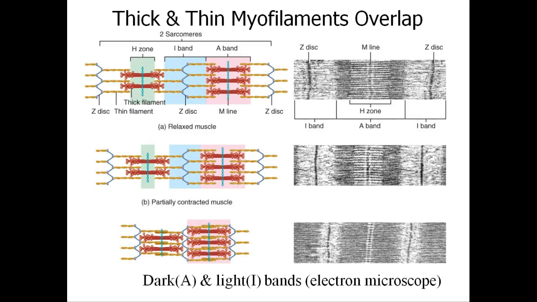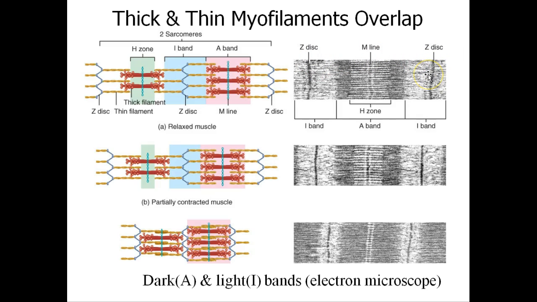Here we've got thick and thin myofilaments, and they're going to overlap. It's important to realize that we've got the M line here, and we've got these Z discs that denote effectively one sarcomere, okay, one muscle cell.